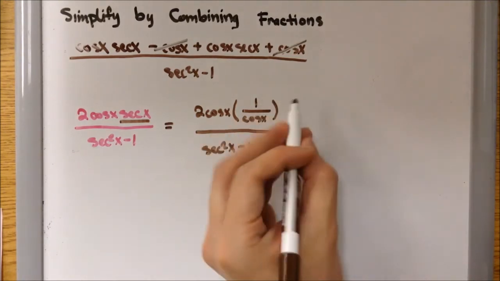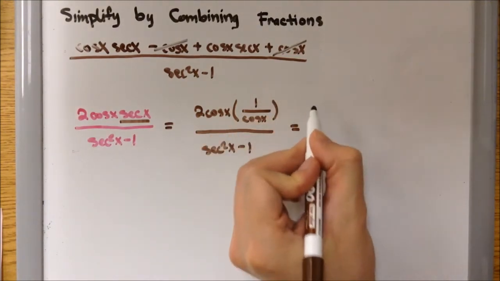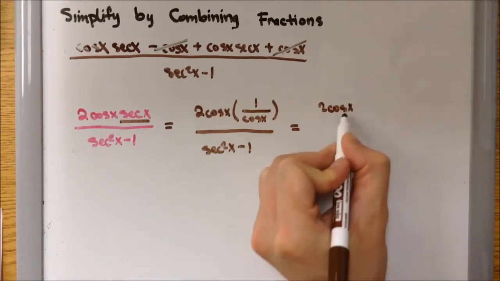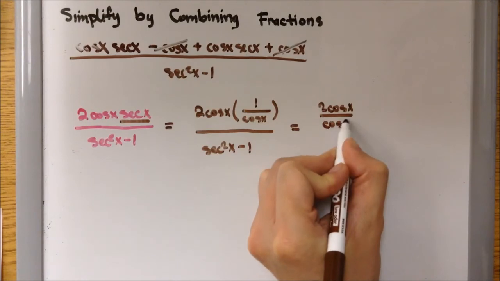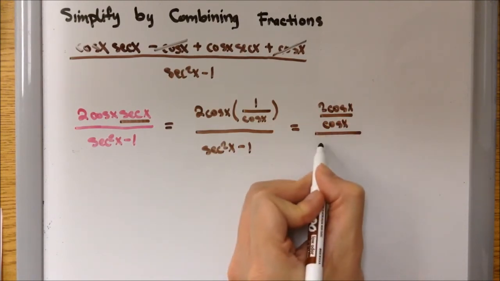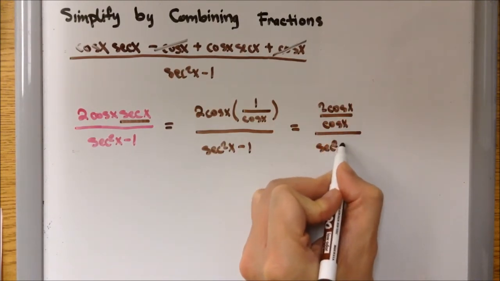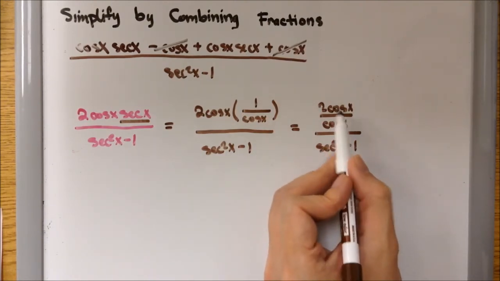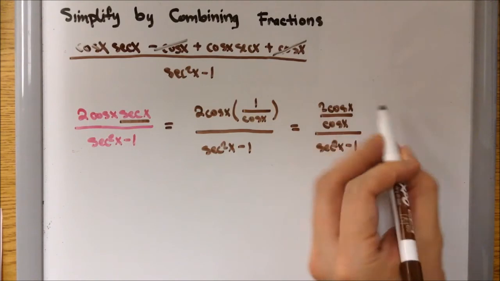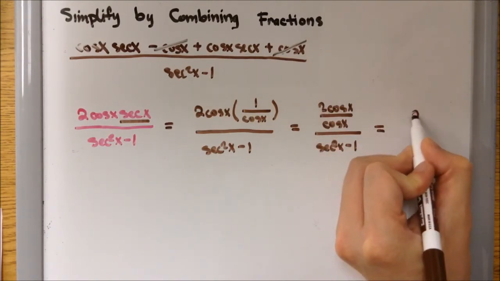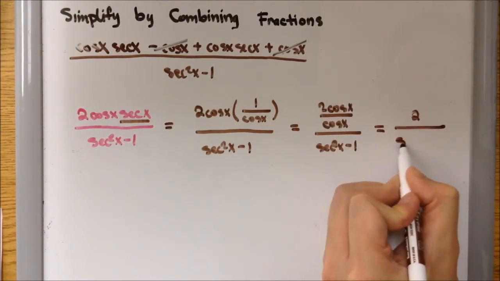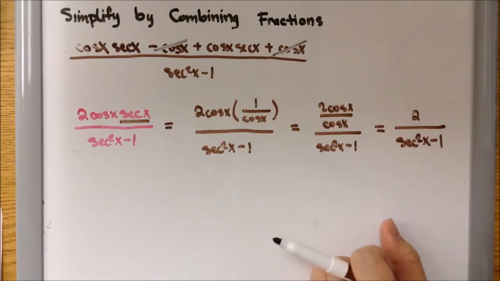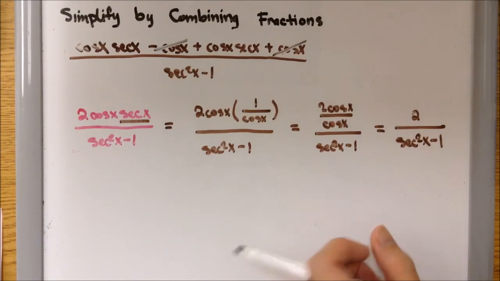Now, I'm going to multiply the numerator, so it's going to be 2 cosine of x over cosine of x, and then over secant square x minus 1. Now here, we can simplify the numerator. 2 cosine of x over cosine of x will be simply just 2, and then we just have secant square x minus 1. So we made that simpler, but we still gotta simplify.